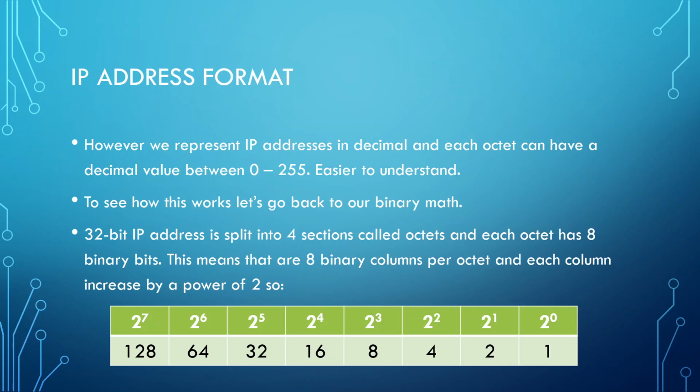So as an example, moving from right to left, the rightmost binary bit for that octet will be 2 to the power of 0, then 2 to the power of 1, which is 2, 2 to the power of 2, which is 4, 2 to the power of 3, which is 8, 2 to the power of 4, which is 16, 2 to the power of 5, which is 32, 2 to the power of 6, which is 64, 2 to the power of 7, which is 128. And what that means is that we can use any one of these values within the octet in binary to make up a decimal value from 0 to 255.